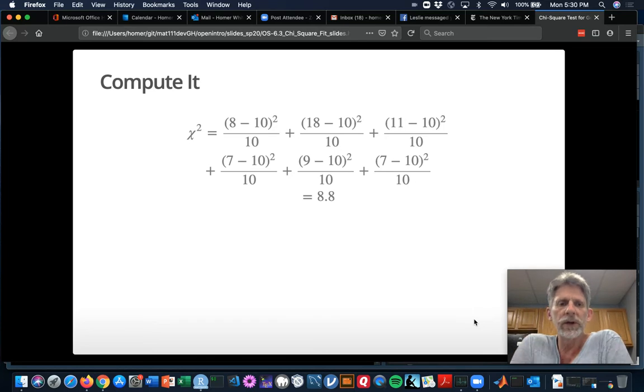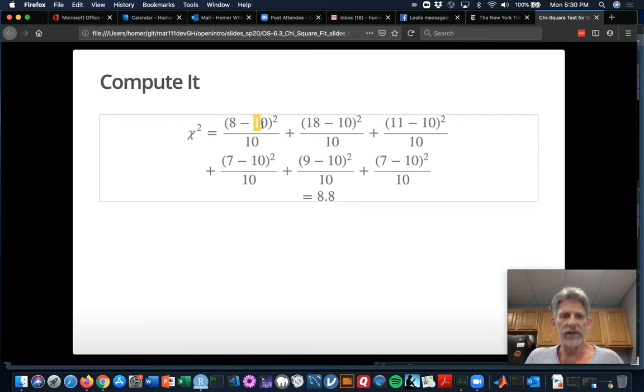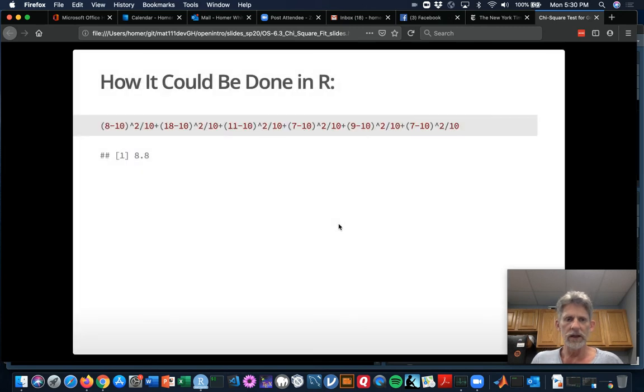So if you were to compute it for the gambler's die data, you observed 8 ones, you're expecting 10 of them. Square that, divide by the expected 10. You observed 18 twos, you expected 10 of them if you're the believer in the null. Square that, divide by 10. And so on for the other 4 observed cell counts. And when you add up those fractions, you get about 8.8. So if you were using R like a calculator, you could type it in laboriously all in one line.